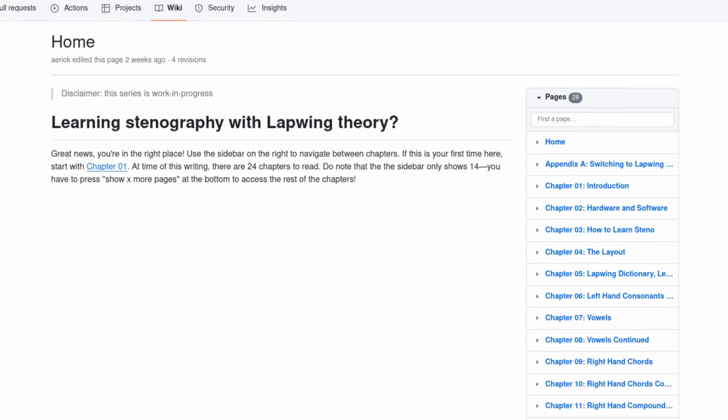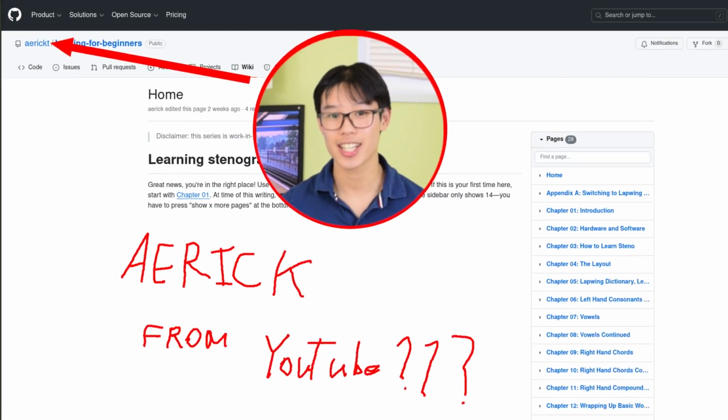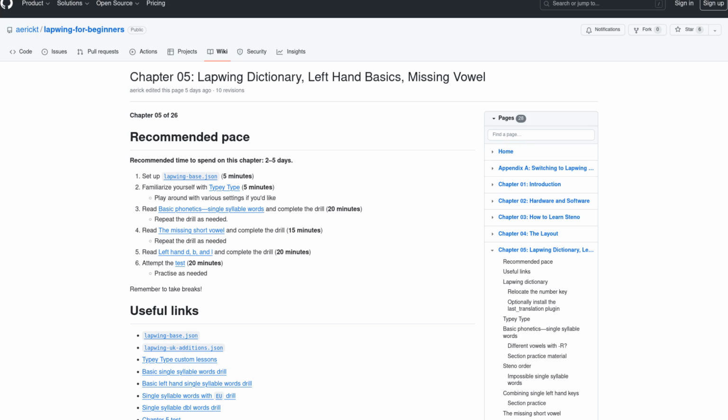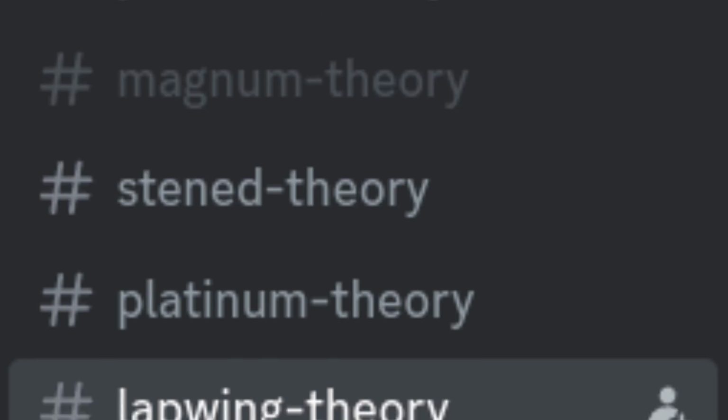If you're struggling with Plover, you might want to consider Lapwing theory. Full disclaimer, I currently use Lapwing because it just works best for me, but that's also because I created it. It started off as a small project to clean up the default Plover dictionary, but soon turned into a theory of its own. I manually built it from scratch in early 2022, adding 1,000 entries every day for 3 months. I've been tweaking the dictionary ever since, and a year later, I started working on a beginner's guide. Now, in 2024, I'm no longer the only one using Lapwing.